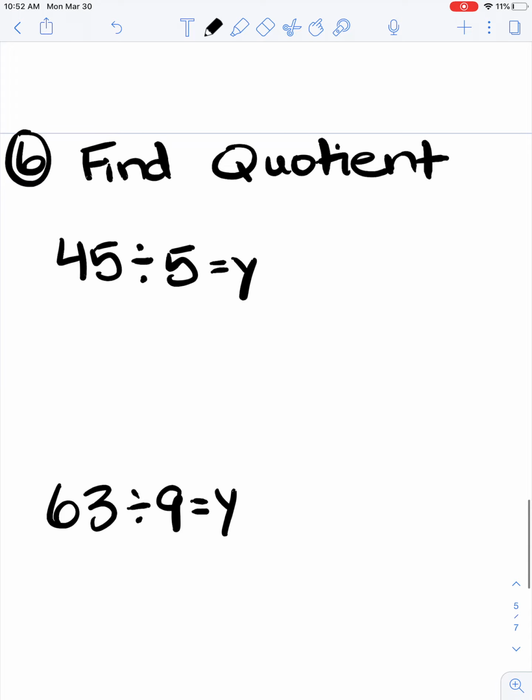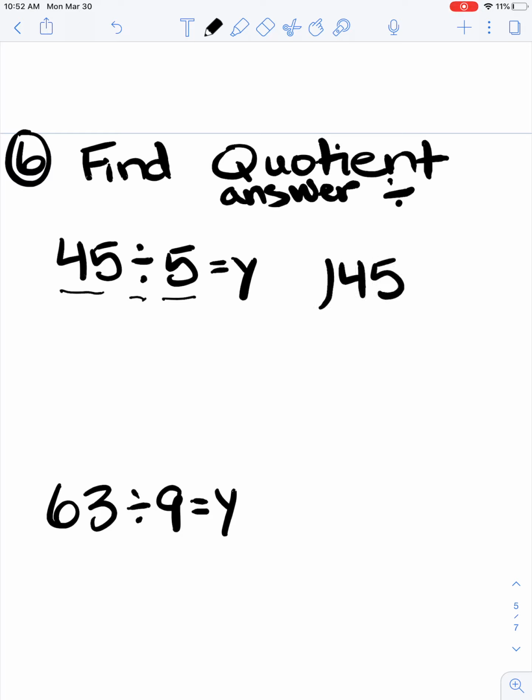Okay, finding the quotient. The quotient is the answer to a division problem. So read this with me, and then when we read it, we're going to read it this way. So 45, say it the way Mrs. Crouch has taught you, divided by 5.